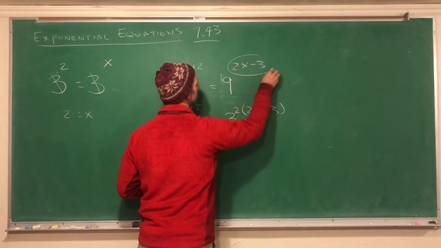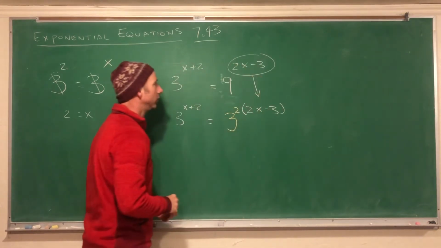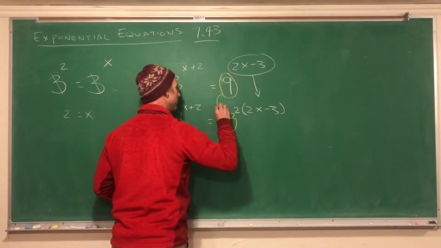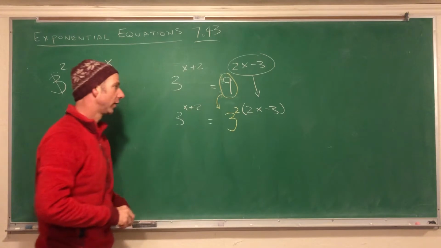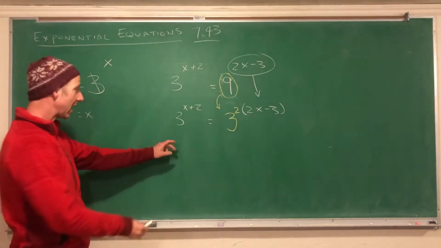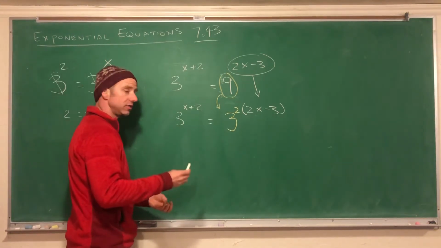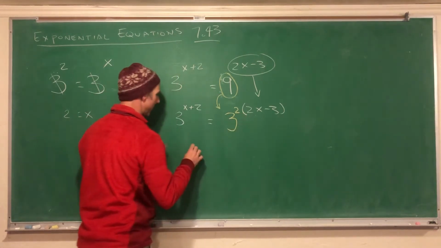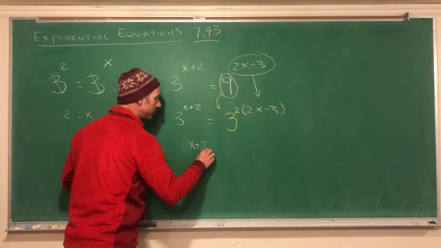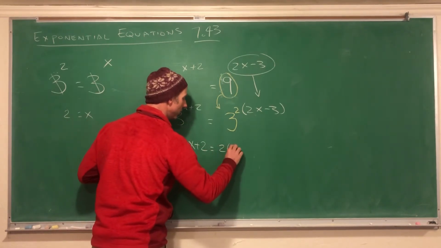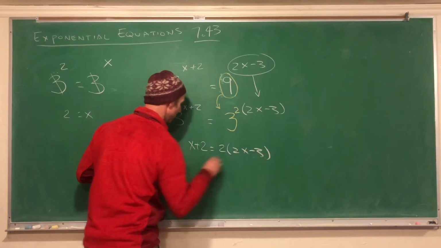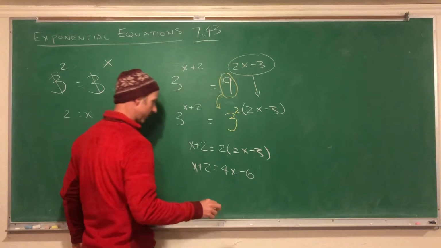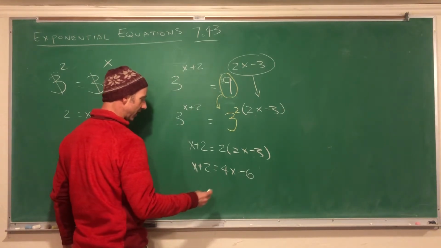So I'm going to say 3 to the x plus 2 equals 3 squared, with this 9 being 3 squared, raised to the 2x minus 3. Okay, so now my bases are the same. We can continue on. I can ignore the bases. Then I have 2 times that. So I have x plus 2 equals 2 times 2x minus 3, which is 4x minus 6.